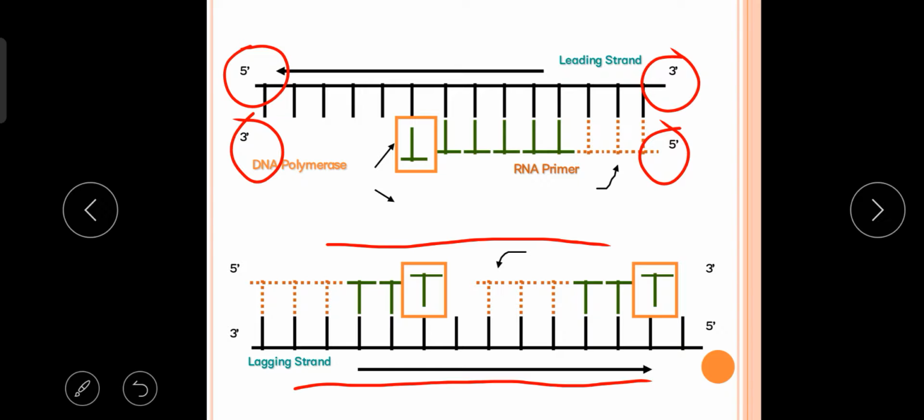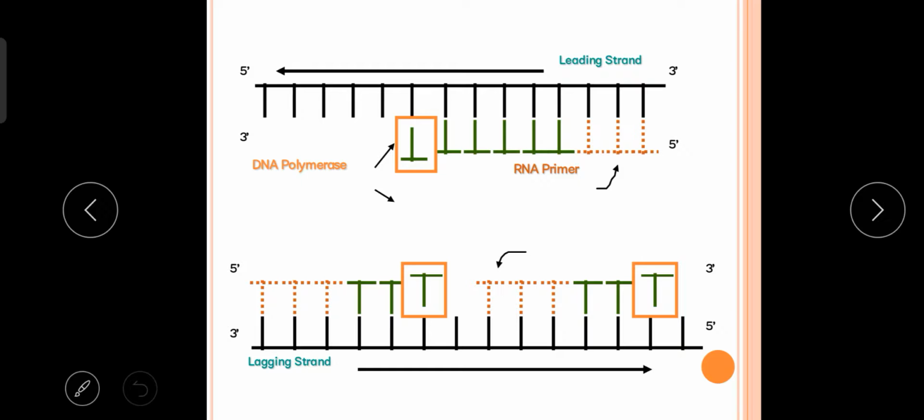On the other hand, if the parent strand is 5' to 3', then the new strand will be in the 3' to 5' direction, and this strand will be the lagging strand. That means many short fragments of DNA are formed in this strand, which is called the lagging strand. So these are the differences between leading and lagging strand. Just remember from which strand of the parent DNA molecule the leading strand is formed, and from which parent or template DNA strand the lagging strand is formed.